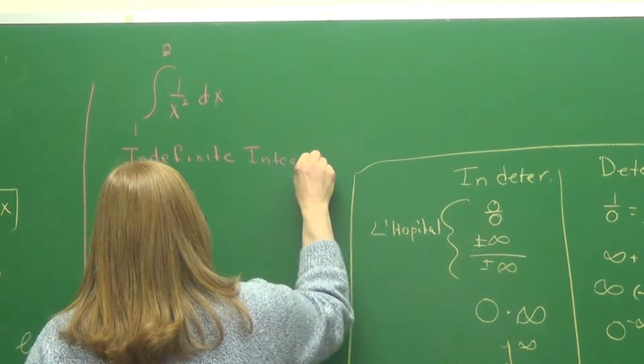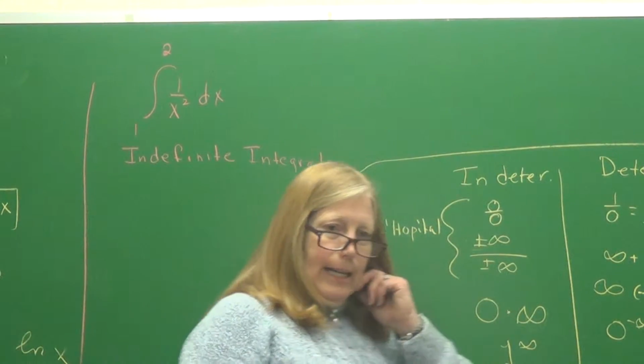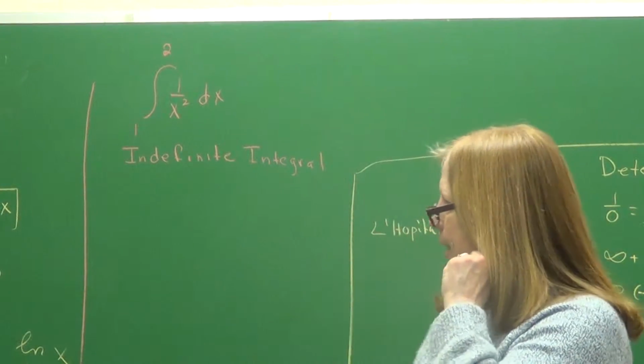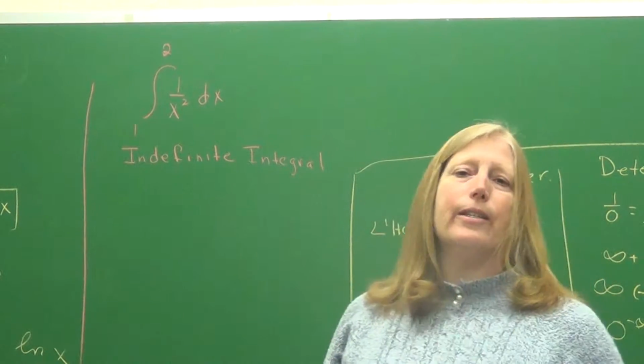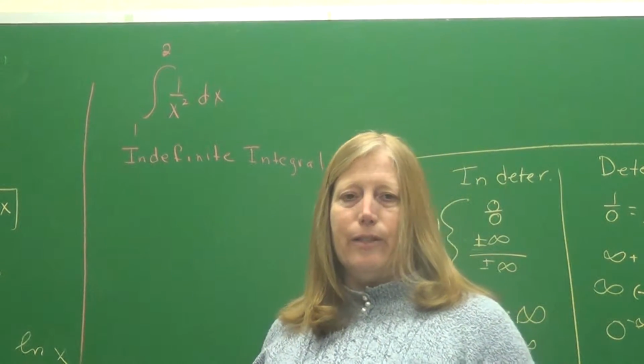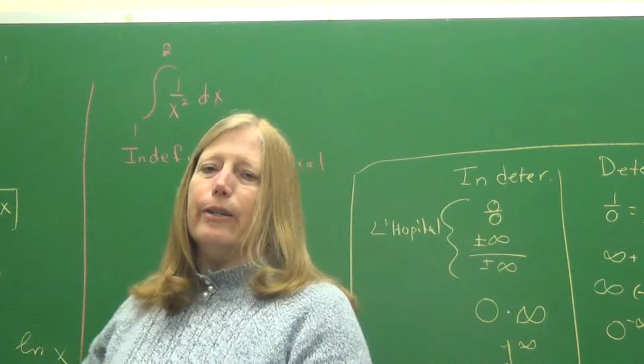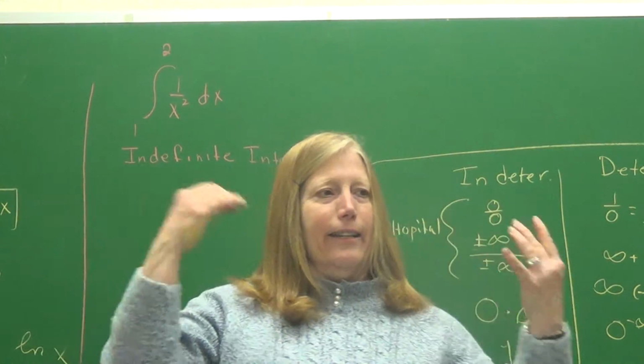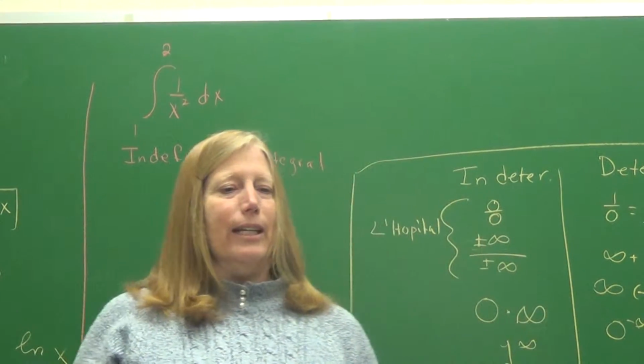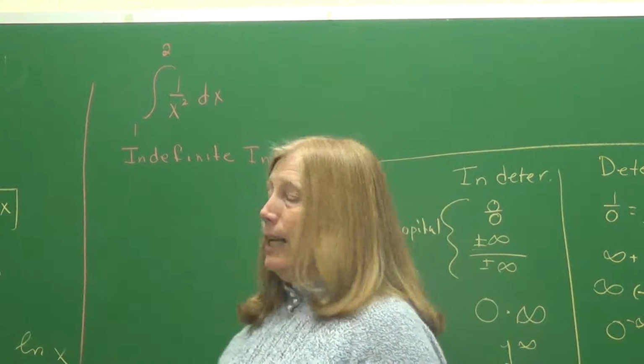The answer is a number, and we remember how to do that. So go ahead and integrate that. Remember, 1 over x squared is simply x to the minus 2. So when you integrate, you add 1 to that exponent and then divide by the new exponent, and plug in the 1 and the 2.